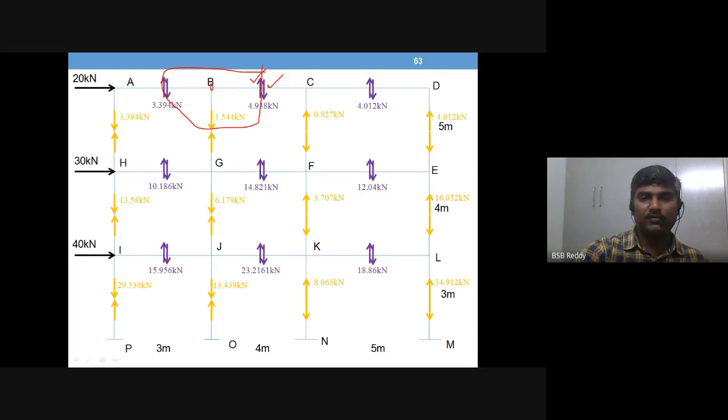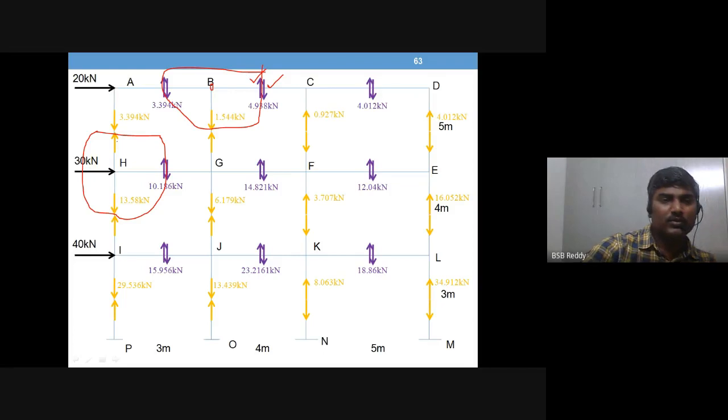G, so let's see. 3.39 here, then down 14.58 here, and then this you work out now, and you section here either up or down. So let's see the joint.